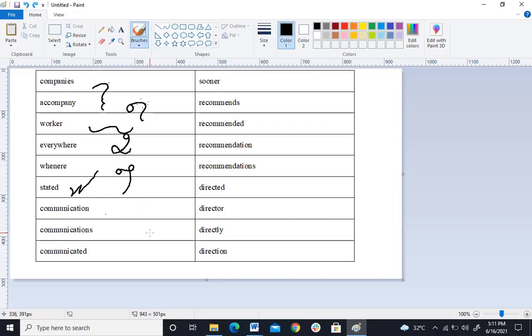So, communication. Communications. Communicated. Dito tayo sa gilid. Communicated. Remember the TED? Okay, next, sooner. Sooner. Recommend. Recommends. Yung recommend, and then kapag ka sinabi mong recommends, lagyan mo ng S yung rec.